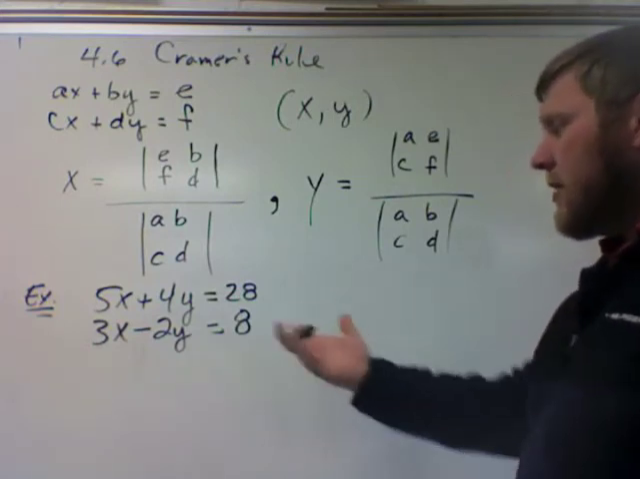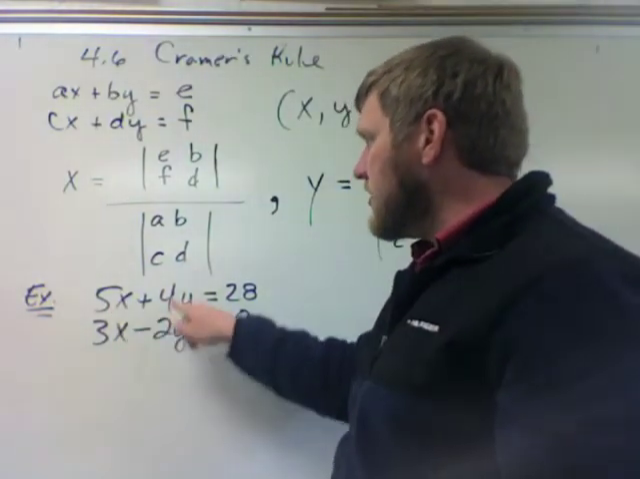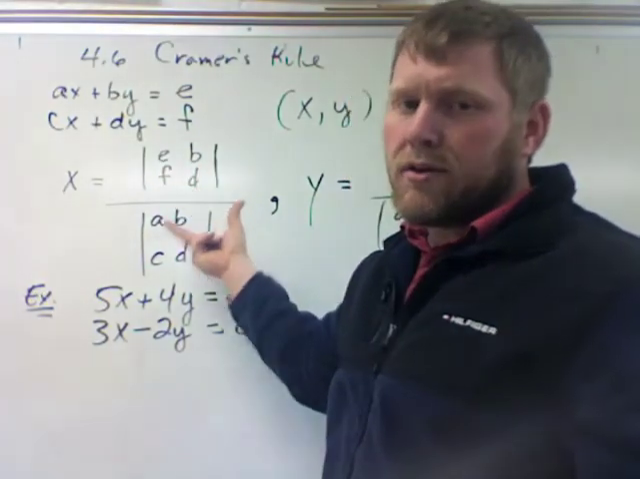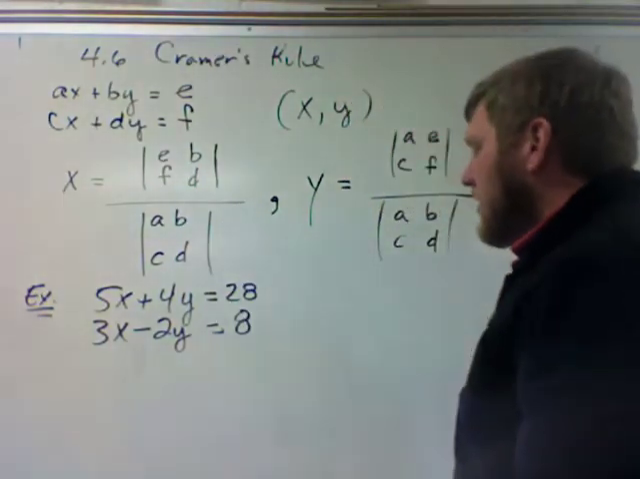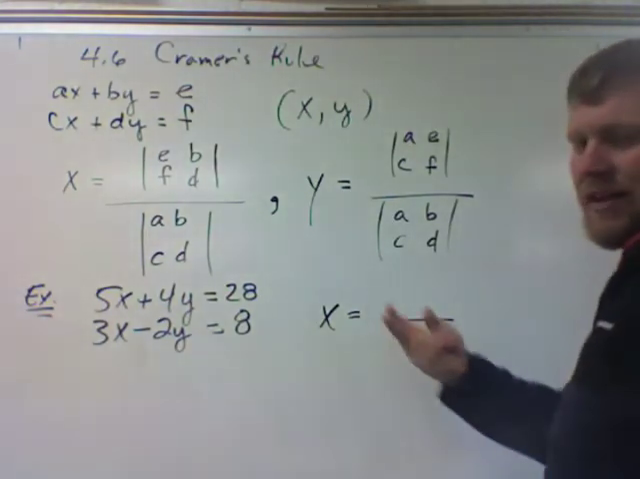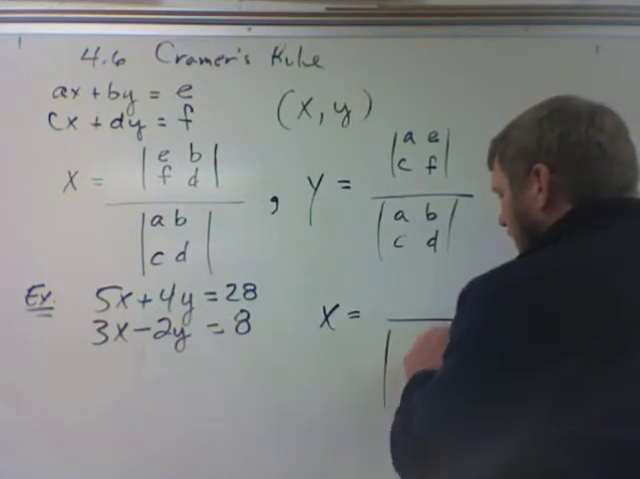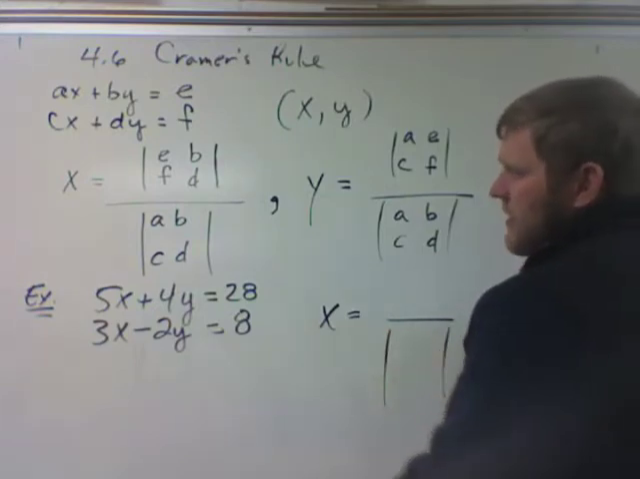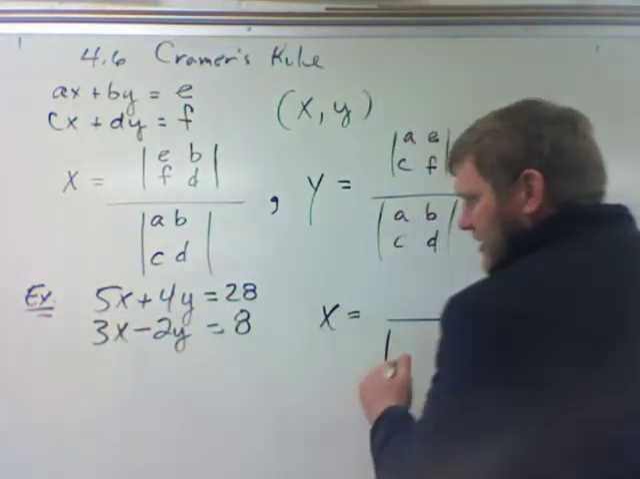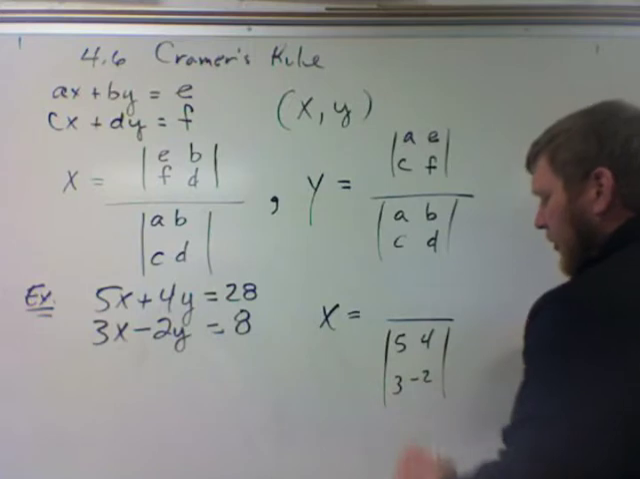So now I just need to plug in the corresponding values with my coefficients. Where do I put those? It's a common-sense algorithmic type thing where you just follow along. So the bottom one is just going to be the coefficients of your x's and y's right here. So it ends up being 5, 4, 3, and -2.